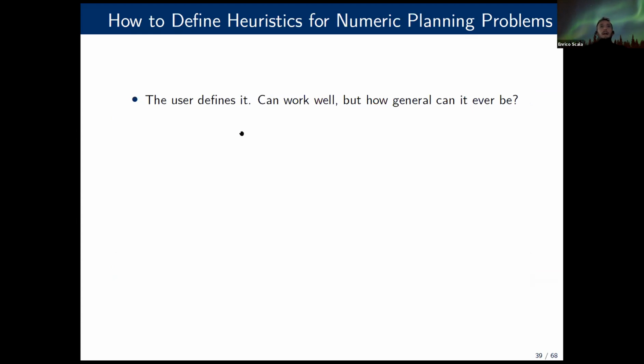So we need to define heuristics for numeric planning. How do we do that? Of course, we can have the user define the heuristic. This can work well in some problems because the user can know a lot about the problem, but it's not really general.